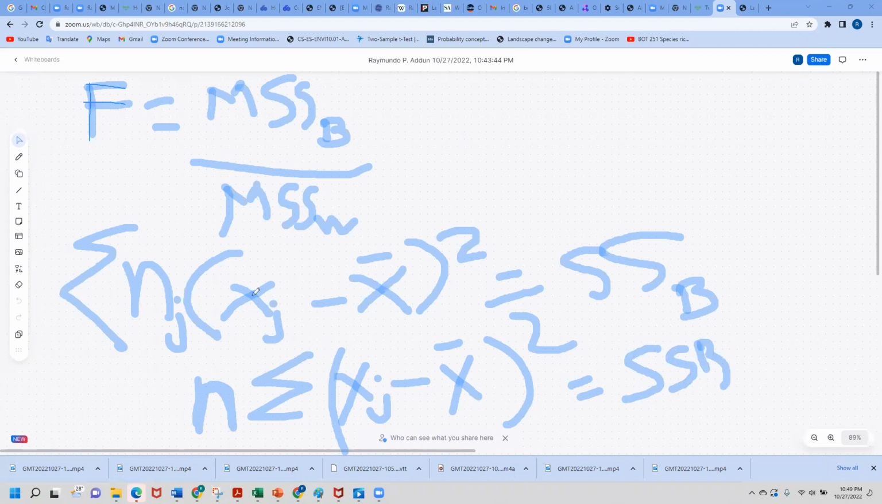We're not yet on the MS. This is SSB here. We're not yet on the mean sum because we still have to average them to get the mean. So that's one measure, the sum of squares of the mean. How is it done?